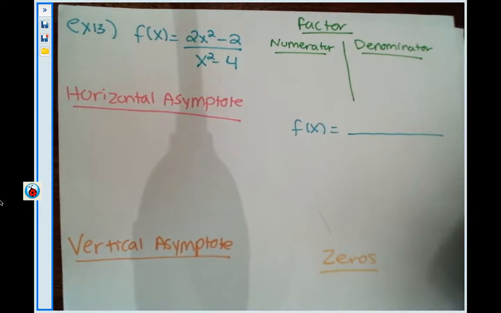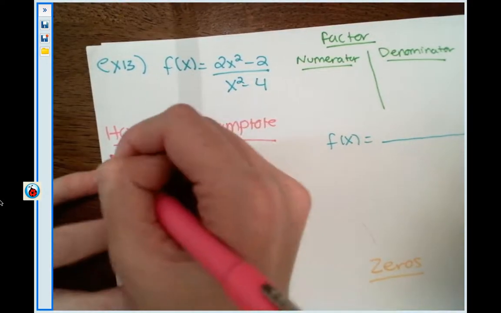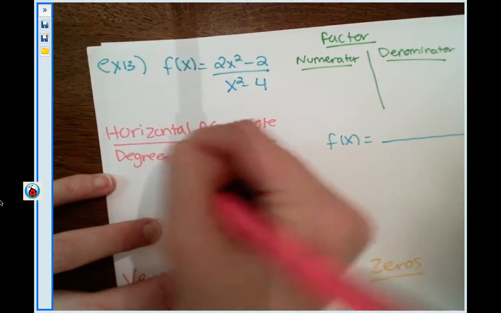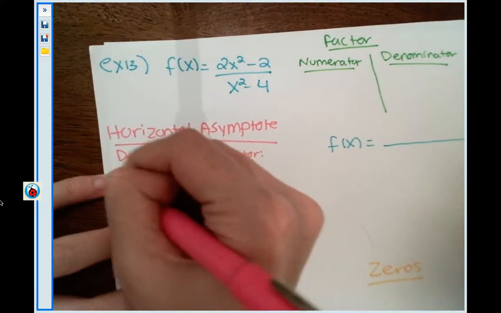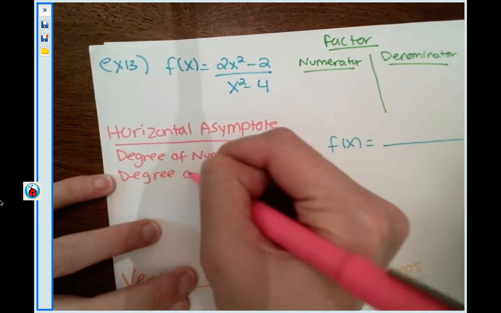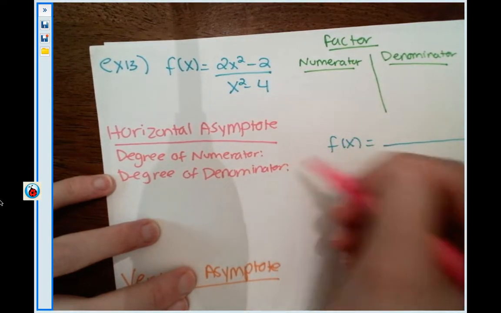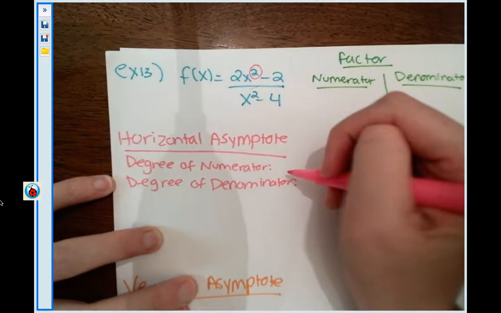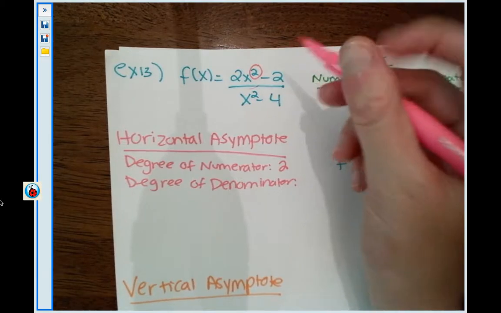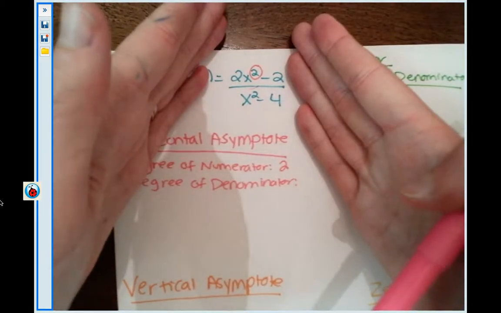Otherwise, follow along. So we start with our horizontal asymptote, which remember, it's all about the degree of the numerator and denominator. So let's start by labeling the degree of the numerator and our degree of denominator. Alright, so the highest exponent I see in the numerator is this 2 right here. So the degree of the numerator is 2. The degree of the denominator, what's the highest exponent we see? It's right there. It's a 2.